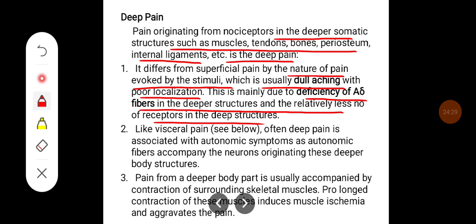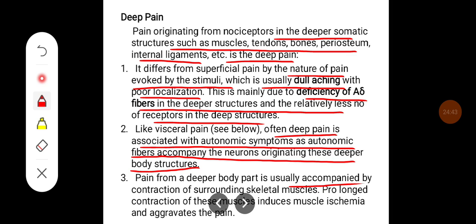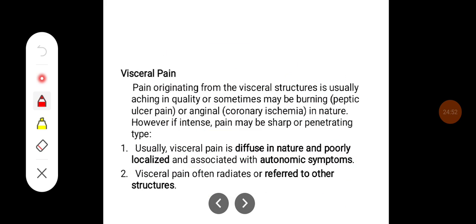Like visceral pain, often deep pain is associated with autonomic symptoms, as autonomic fibers accompany the neurons originating from these deeper body structures. Pain from deeper body parts is usually accompanied by contraction of surrounding skeletal muscles. Prolonged contraction of these muscles induces muscle ischemia and aggravates the pain.